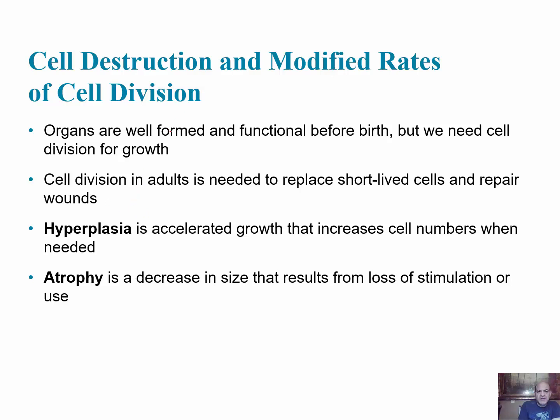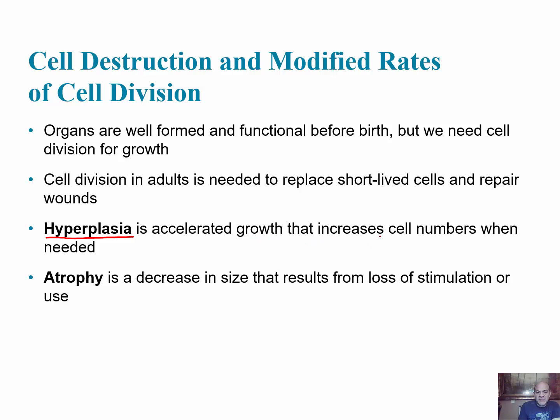This little section here is called cell destruction and modified rates of cell division. Organs are well formed and functional before birth. But in order to grow, we grow by cell division. Cell division, for example, might be needed to replace cells, like epithelial cells, that become damaged or worn off. We might need that cell division to repair wounds. And so when we have this kind of growth or repair by cell division, that process is called hyperplasia.